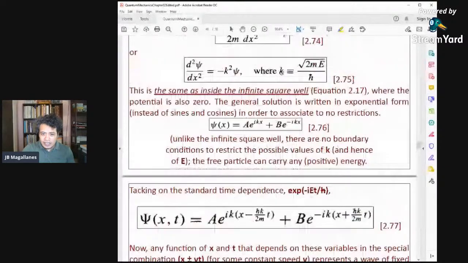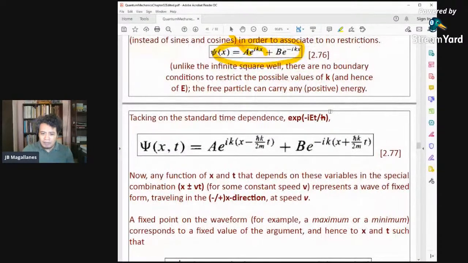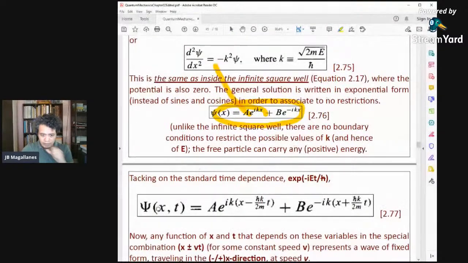So this is again the solution. This one is the solution to this differential equation, and then the time dependent solution would just be this.